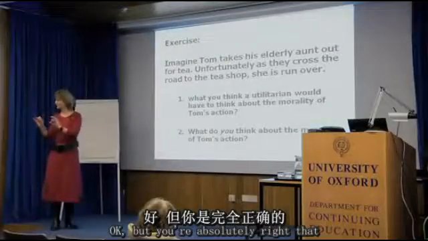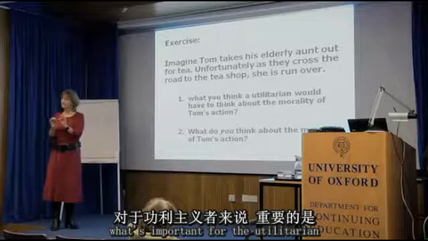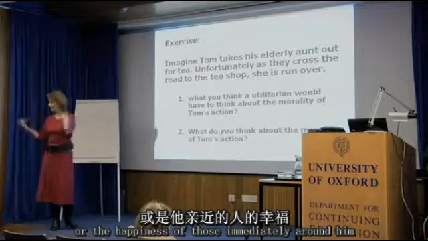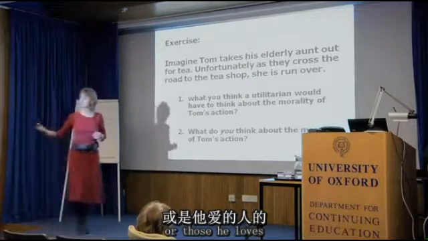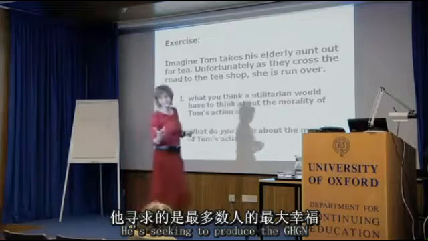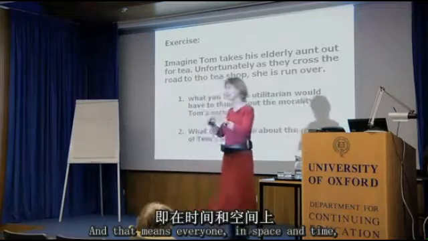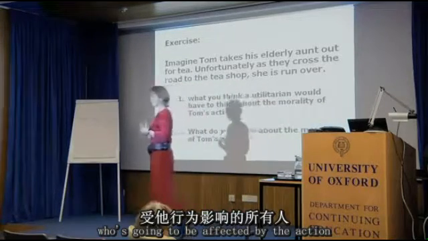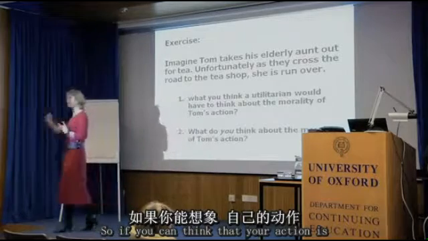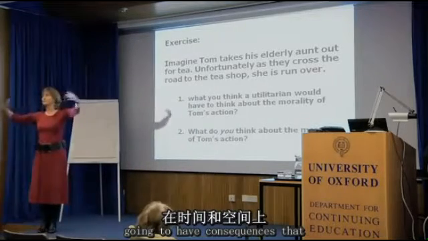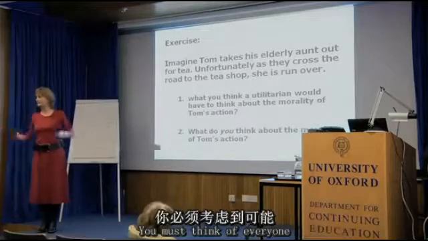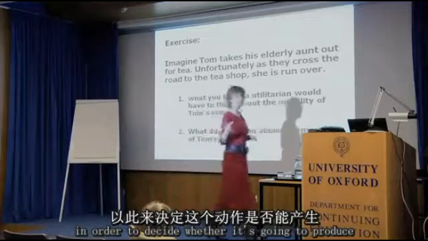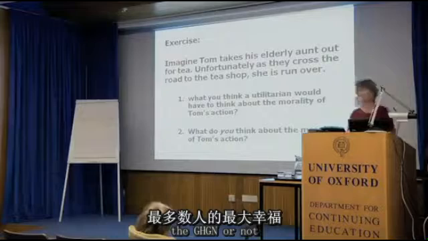But you're absolutely right that what's important for the utilitarian is he is not seeking to produce his own happiness or the happiness of those immediately around him or of those he loves. He's seeking to produce the greatest happiness of the greatest number. And that means everyone in space and time who's going to be affected by the action. So if your action is going to have consequences that ripple out over time and space, then you must think of everyone who's likely to be affected by that action in order to decide whether it's going to produce the greatest happiness of the greatest number or not.